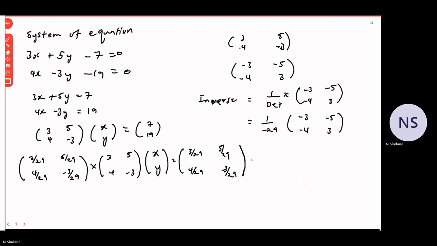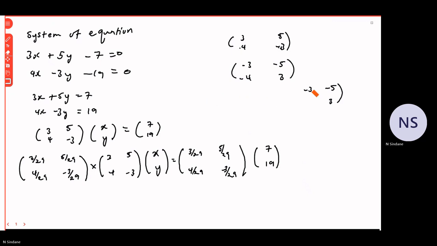Then, multiplied by what? By 7 over 19. Right? In the previous video, if you checked our previous video, you would know that when you multiply the original matrix with its inverse, you are going to get an identity matrix, right? For example, when you multiply matrix A with its inverse, this will give you an identity matrix.